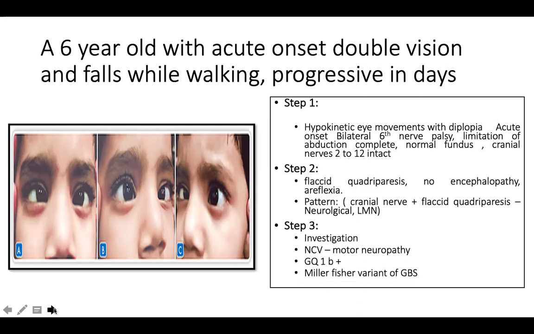And you investigate accordingly with a nerve conduction study and with your ganglioside antibodies. So the final diagnosis becomes a Miller-Fisher type of Guillain-Barré syndrome with ophthalmoparesis and flaccid quadriparesis. So this case is, in a nutshell, how we would be looking at today's sessions.